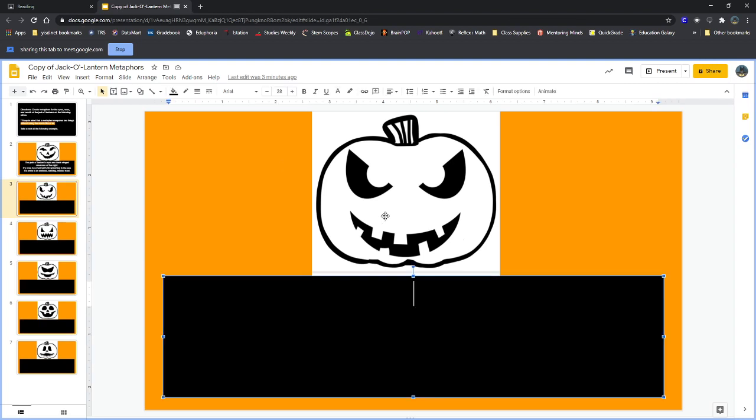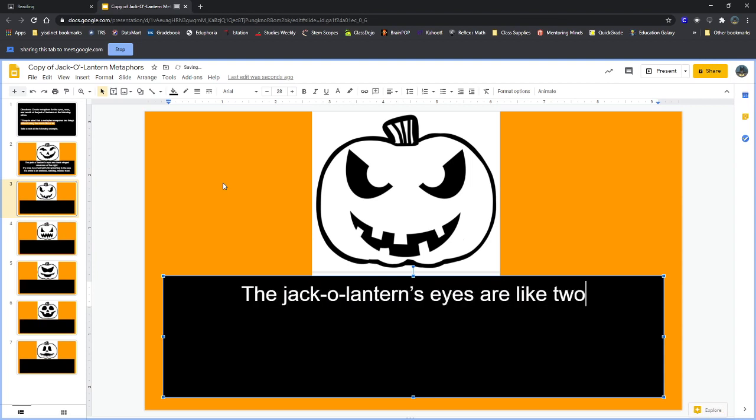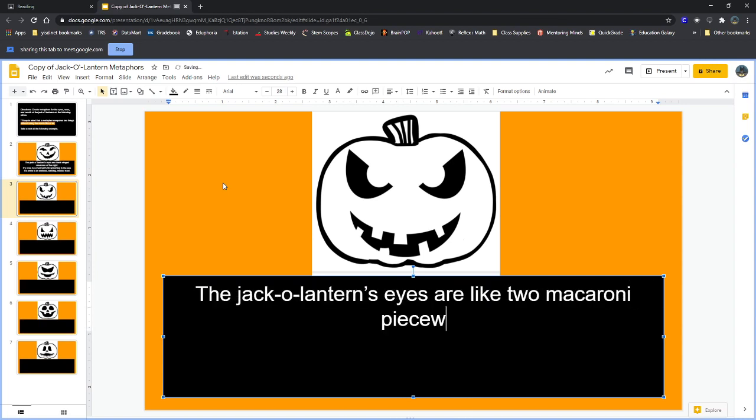So what's something we can say about its eyes? What do its eyes look like? Noah, what does this jack-o'-lantern's eyes look like? Two macaronis. Very good. I like it. So we can put the jack-o'-lantern's eyes are like two macaroni pieces.